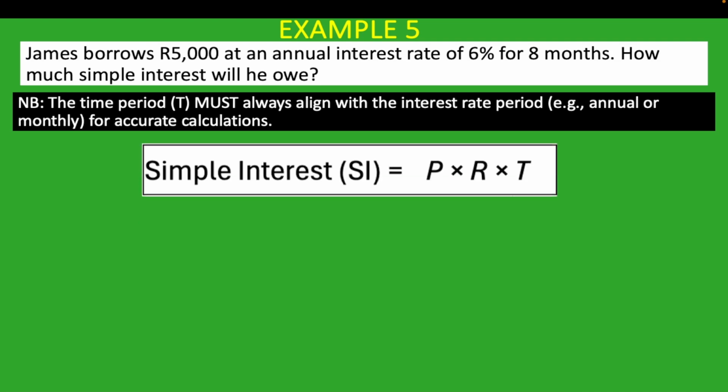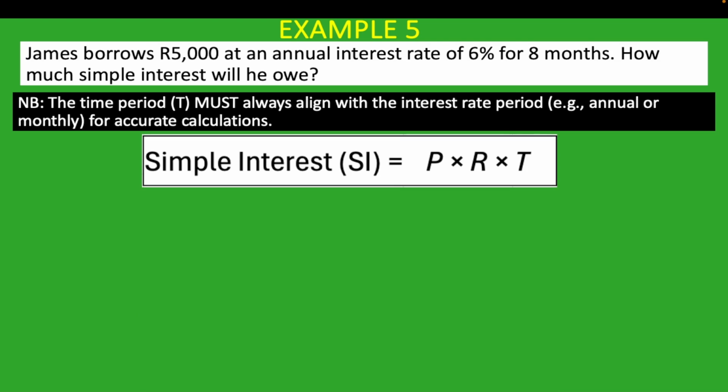Well, let's bring up our formula here. Simple interest equals the principal multiplied by the rate multiplied by the time. But we know that the time does not coincide with the interest rate. And so here is how we will fix that. We need to change the months into years. And so how many years is 8 months? Well, 8 months is 8 divided by 12. So 8 divided by 12 will give us a decimal, or it will give us a fraction.